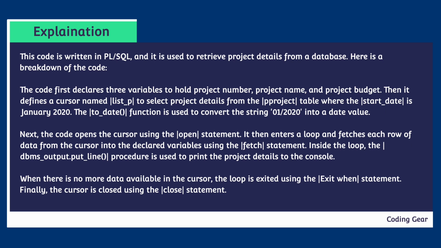It then enters a loop and fetches each row of data from the cursor into the declared variables using the fetch statement. Inside the loop, the dbms_output.put_line procedure is used to print the project details to the console. When there is no more data available in the cursor, the loop is exited using the exit when statement. Finally, the cursor is closed using the close statement.